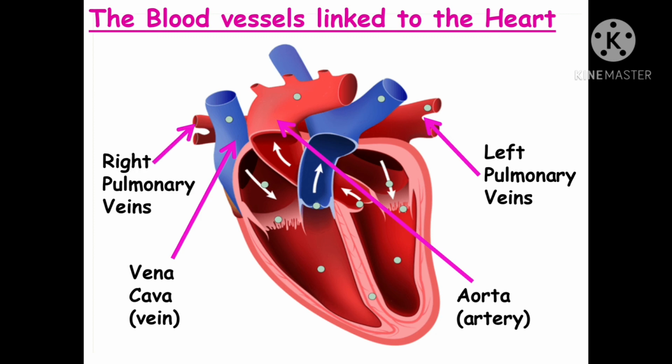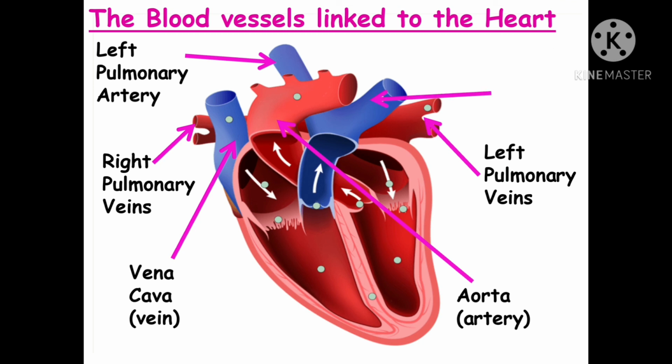And on the other side, our right pulmonary vein, well, that just brings oxygenated blood from our right lung. So the left pulmonary vein brings blood from our left lung, and our right pulmonary vein brings oxygenated blood from our right lung. They both go into the left atrium. And then up here, we've got our left pulmonary artery. That's taking blood to the left lung with carbon dioxide. And this one is our right pulmonary artery, and that's taking deoxygenated blood to our right lung.